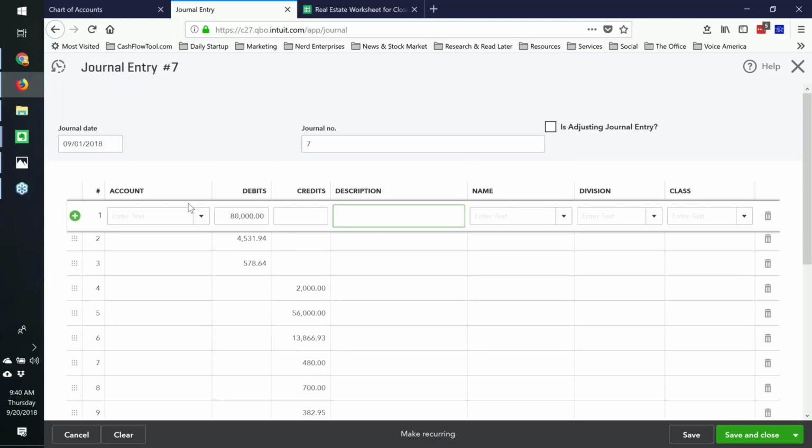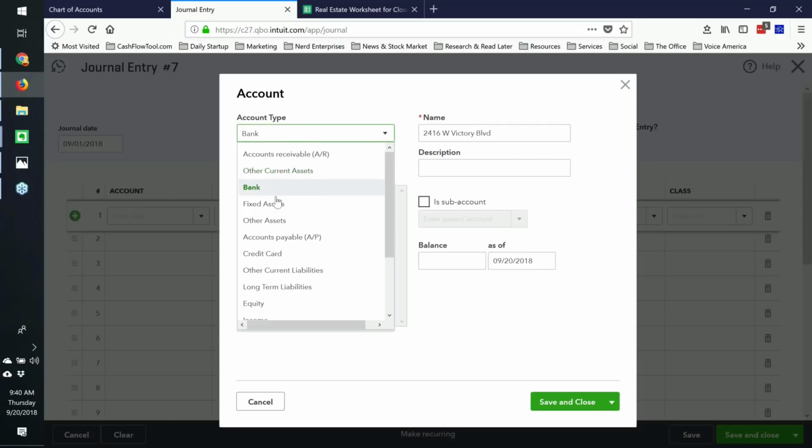Now, going to fill in the accounts, right? The 80,000 is going to go to an account. I need to create an asset on the books if I haven't already, and we said the address was going to be 2416 West Victory Boulevard. I always name the asset for the property address, but wait, there's more. So this is going to be, you can do a fixed asset or other asset. Here's the difference between when I do which.